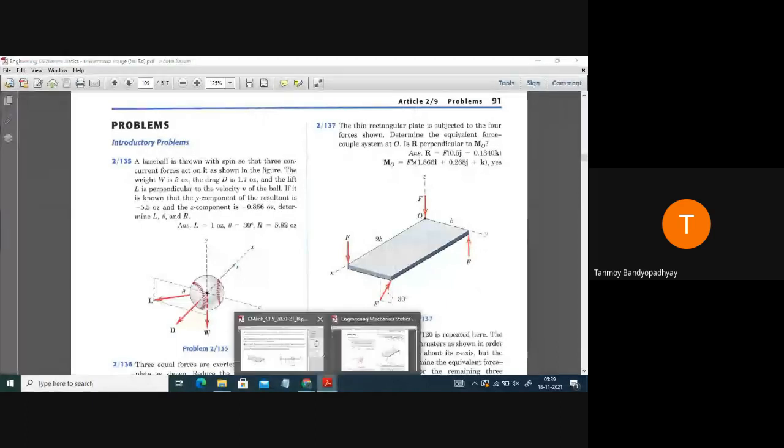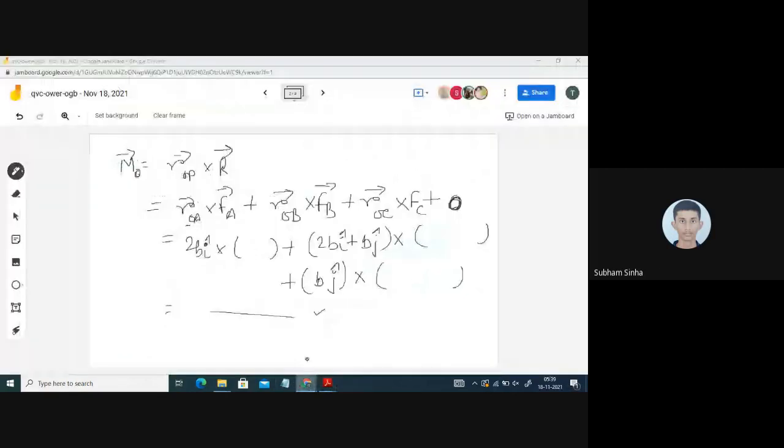And how to know whether two vectors are perpendicular to each other? Dot product 0. Very good. So the dot product of vector R and vector M0 will be 0. So just you calculate. If it comes out to be 0, then we can say that this R vector is actually perpendicular to M0 vector. Okay? So this one is your homework. Complete it at your home.